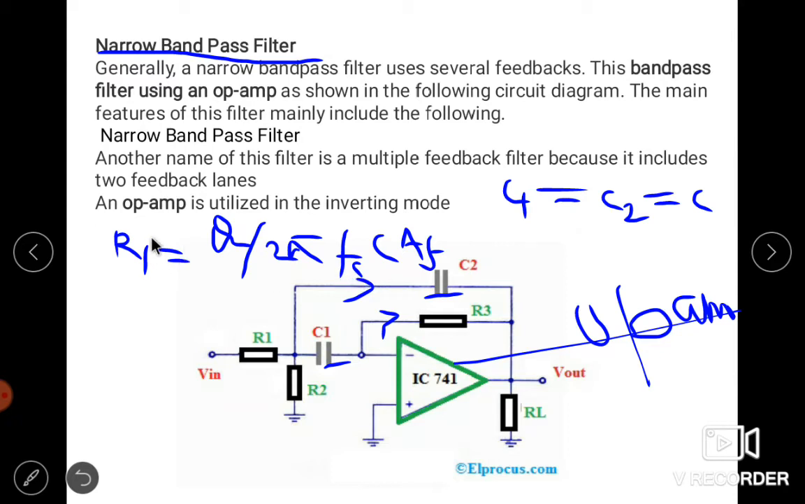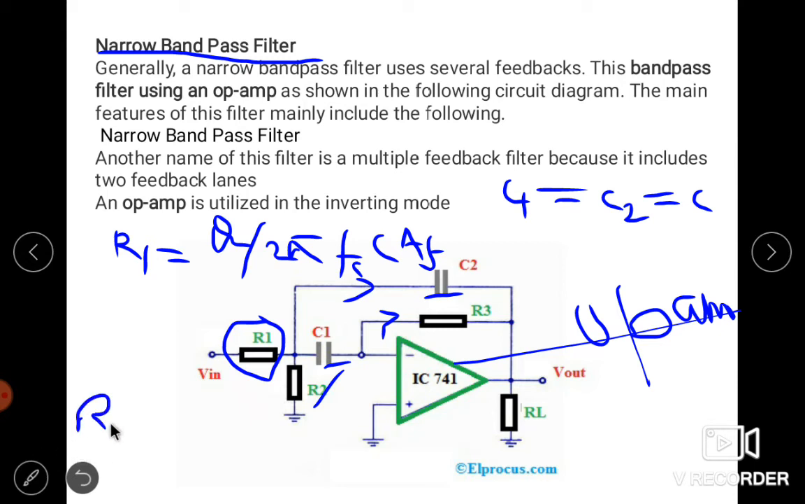So while designing this filter, if I want to put in the resistance value, I have to use this formula to find out what value of resistor we put over here. So these are the techniques while we are designing the narrow band filter, right? Now the next one: the formula for designing R2. Here I have written this formula.